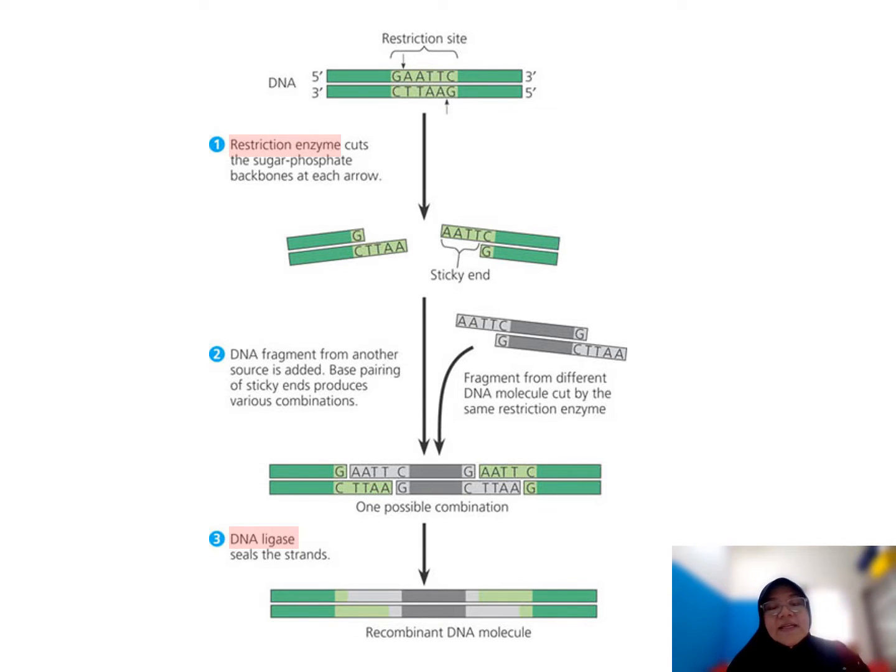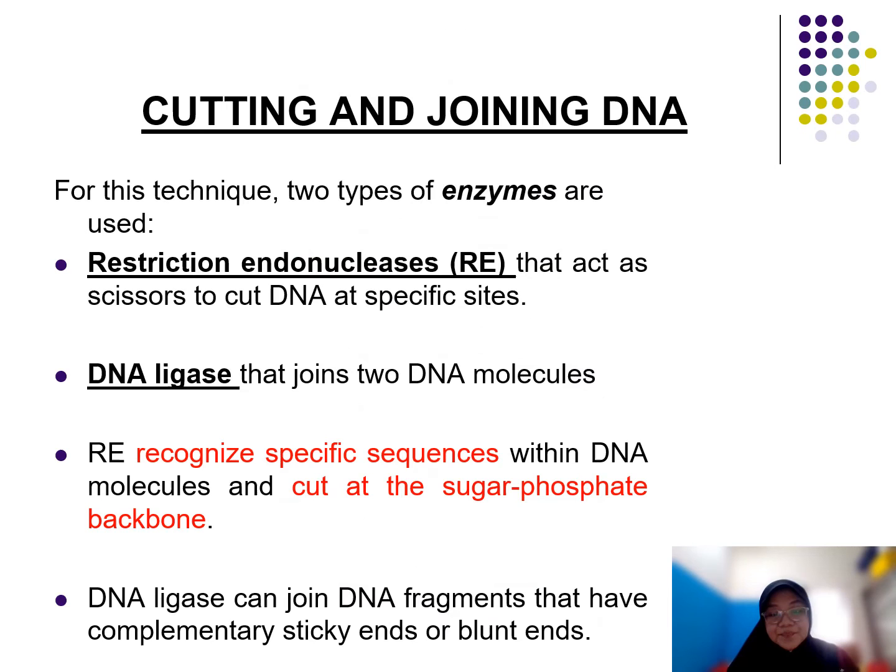Okay, then the DNA ligase function is to seal the strands between the plasmid and the gene of interest. So for cutting and joining DNA, for this technique, two types of enzyme are used. Restriction enzymes, called restriction endonucleases, act as a biological scissor to cut the DNA at specific sites. The DNA here refers to the DNA from the plant or animals with the gene of interest, and also DNA from the plasmid. Then DNA ligase joins the two strands.